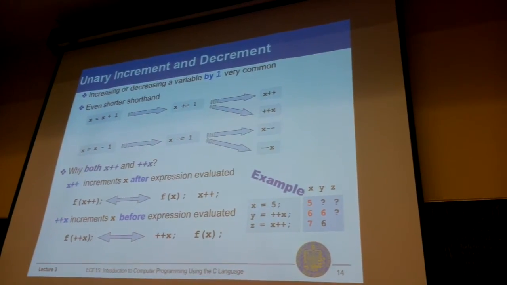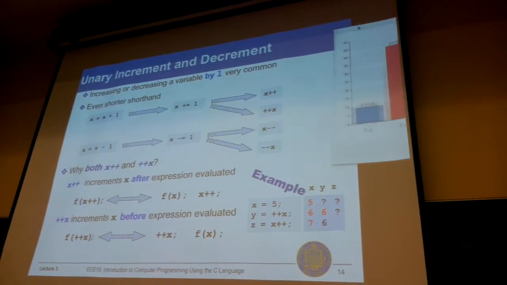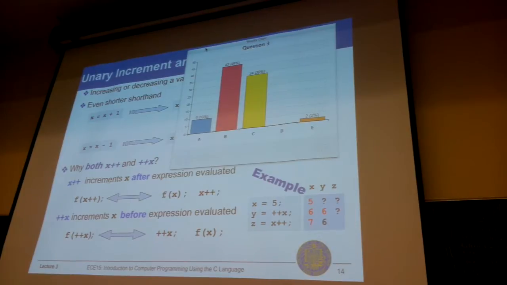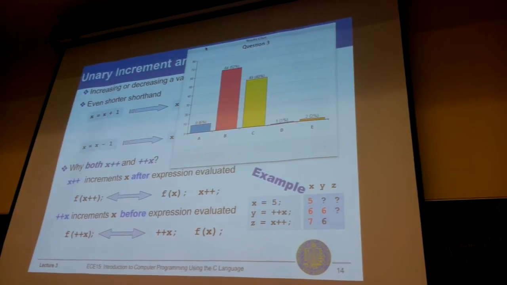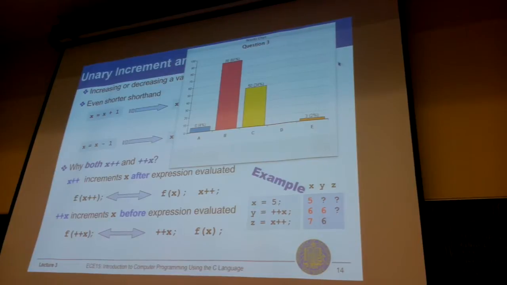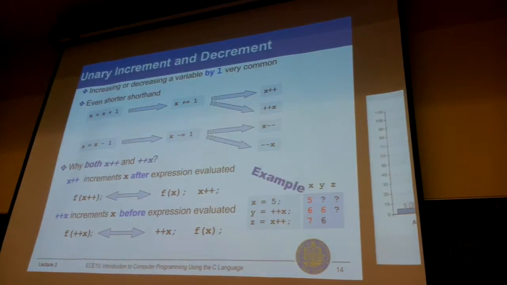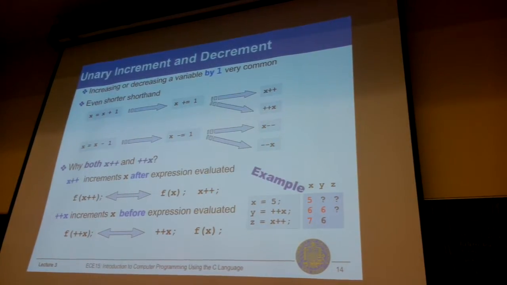I have some E responses. So it looks like we're about evenly split between B and C, which are 6 and 7. Okay, so let's explain this.